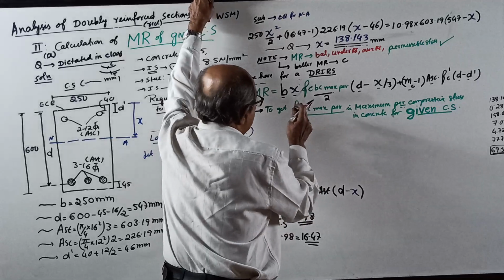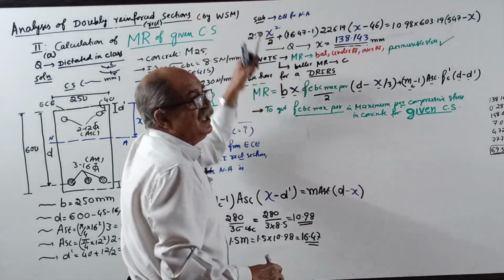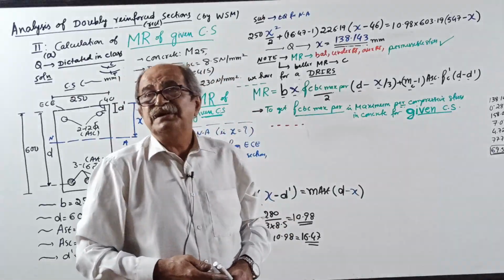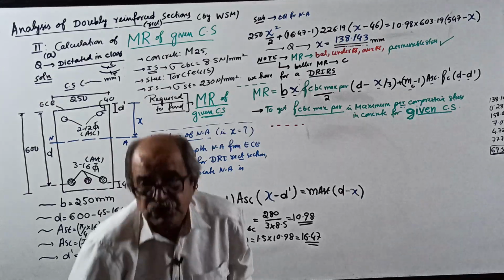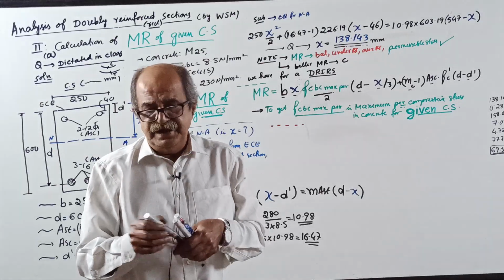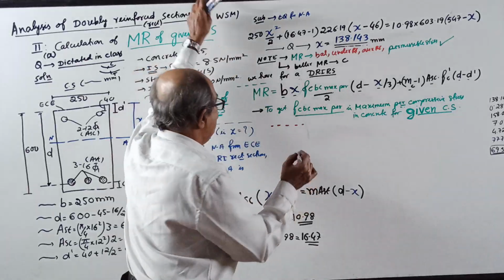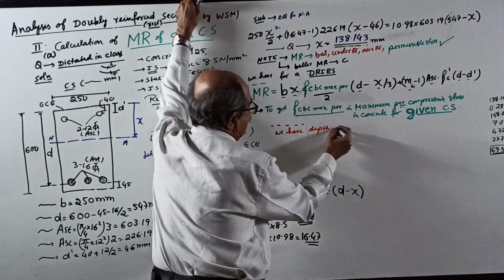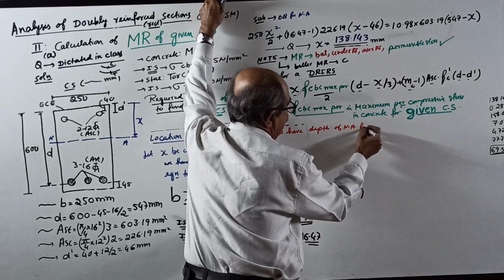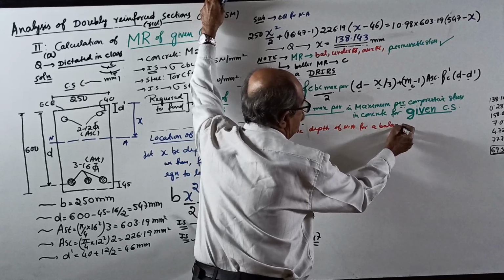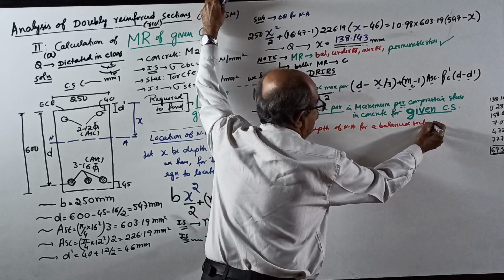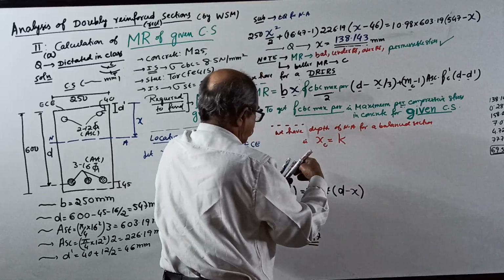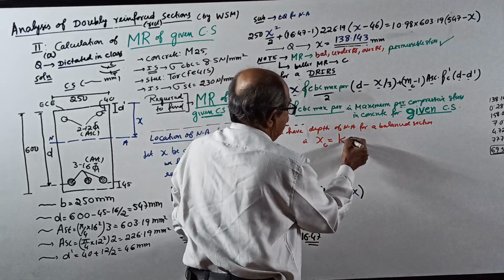Now write here, to get FCBC max permissible, you make a note here, red color. First we have to check whether the cross section is under reinforced or over reinforced. For that, find the depth of neutral axis for a balanced section. See red color. For a balanced section, that is called XC equal to K into D. D is the usual black color, the effective depth.